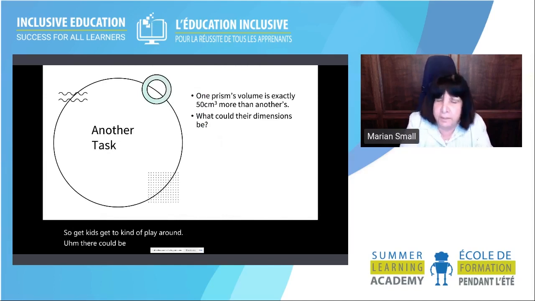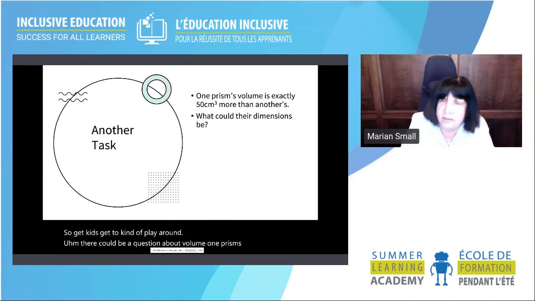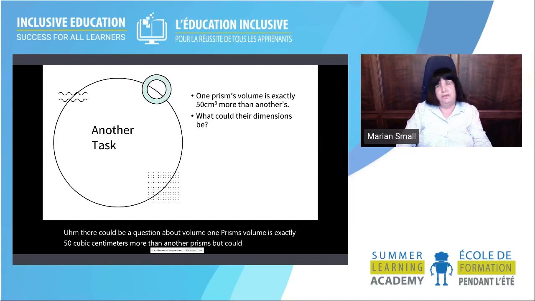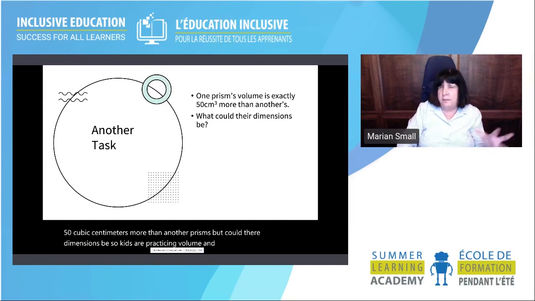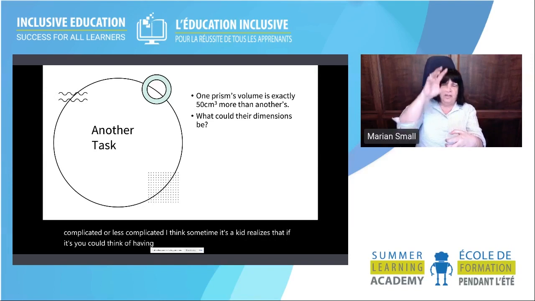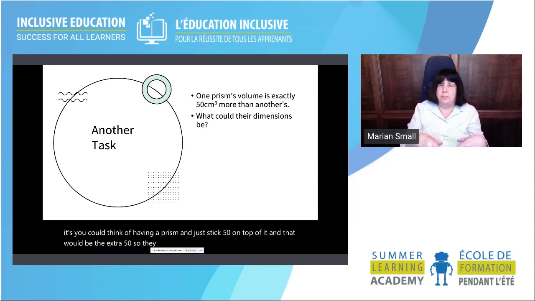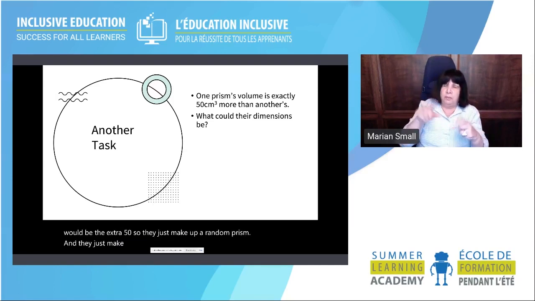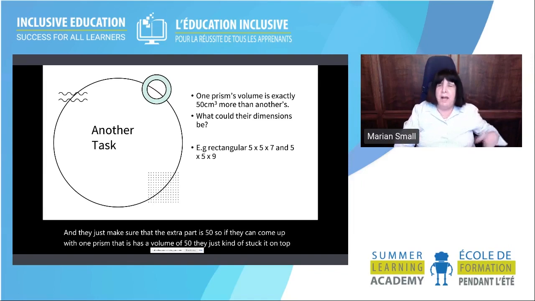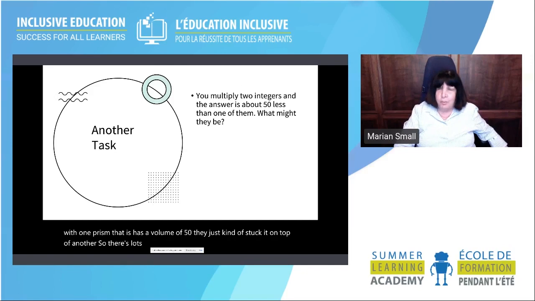There could be a question about volume. One prism's volume is exactly 50 cubic centimeters more than another prism's. What could their dimensions be? So kids are practicing volume, and they could make it more complicated or less complicated. Sometimes a kid realizes you could think of having a prism and just sticking 50 on top of it, and that would be the extra 50. So they make up a random prism and make sure that the extra part is 50. If they can come up with one prism that has a volume of 50, they just stick it on top of another. So there's lots of possibilities that kids could come up with.